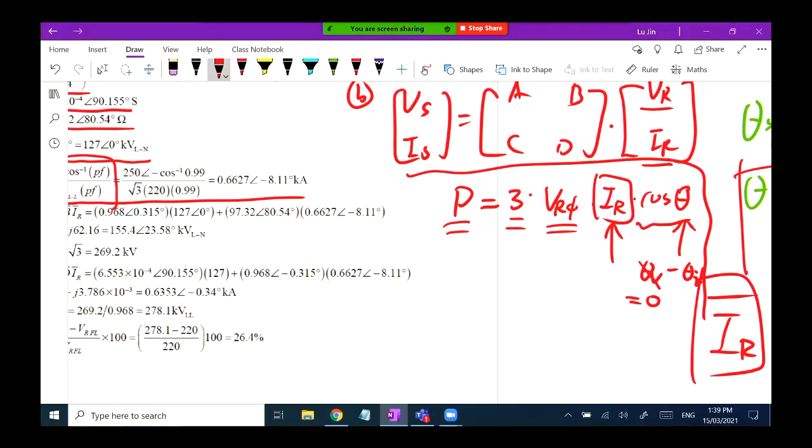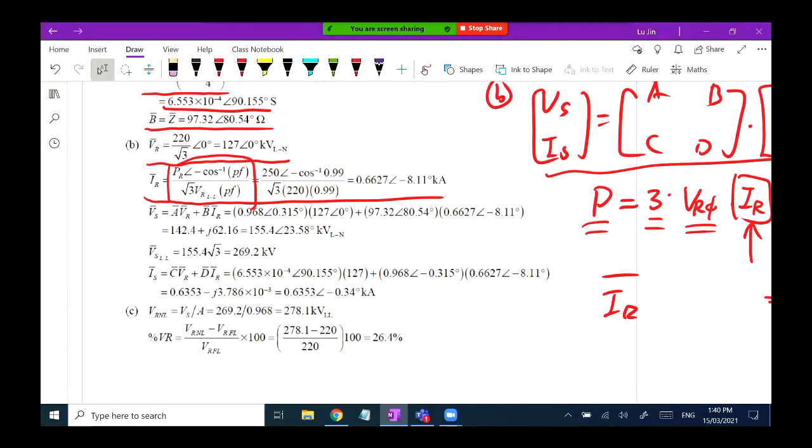What is the direction of this current? Because of that 0.99 power factor lagging, you should be able to derive the angle, which is negative. And then by combining the magnitude and the angle information together, you get the IR vector. So again, I am skipping this result. The result should be given like this.